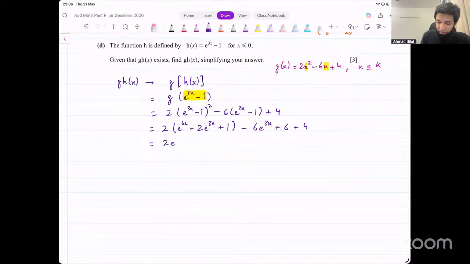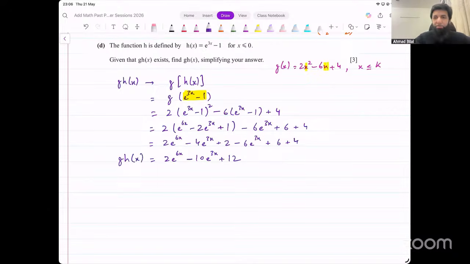Simplify this further and you get 2 e raised to power 6x minus 4 e raised to power 3x plus 2, minus 6 e power 3x plus 6 plus 4. And that gives us 2 e raised to power 6x, minus 4 minus 6, that will be minus 10 e raised to power 3x, plus 12. That is the function gh of x that we were looking for.